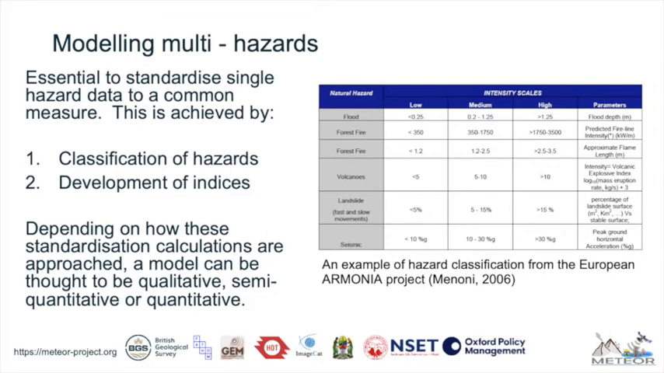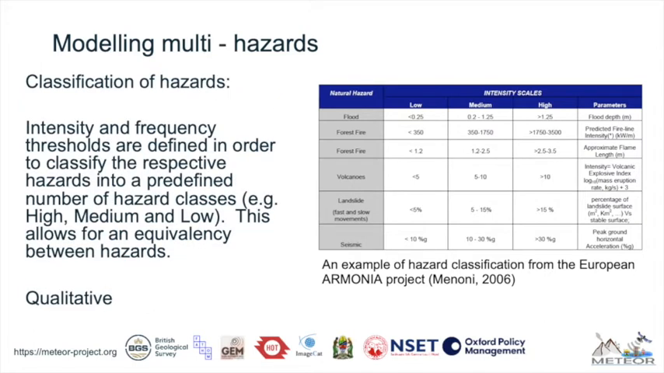The principal difficulty in the comparison of multiple hazards is that each hazard will have a distinct reference unit. Before any types of modelling can be employed, it is necessary to perform some sort of standardization of the data to a common measure. There are two main ways to do this that give rise to two different types of modelling. These are classification of hazards and development of indices. Depending on how these standardization calculations are approached, a model can be thought to be qualitative, semi-quantitative, or quantitative.